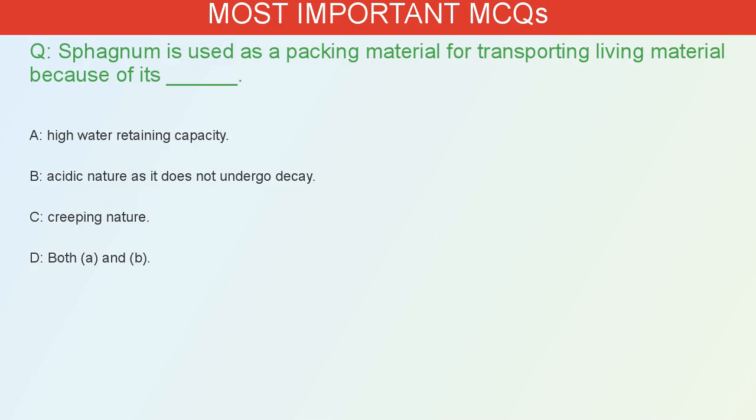Sphagnum is used as a packing material for transporting living material because of its ____________. A. High water retaining capacity. B. Acidic nature as it does not undergo decay. C. Creeping nature. D. Both A and B.